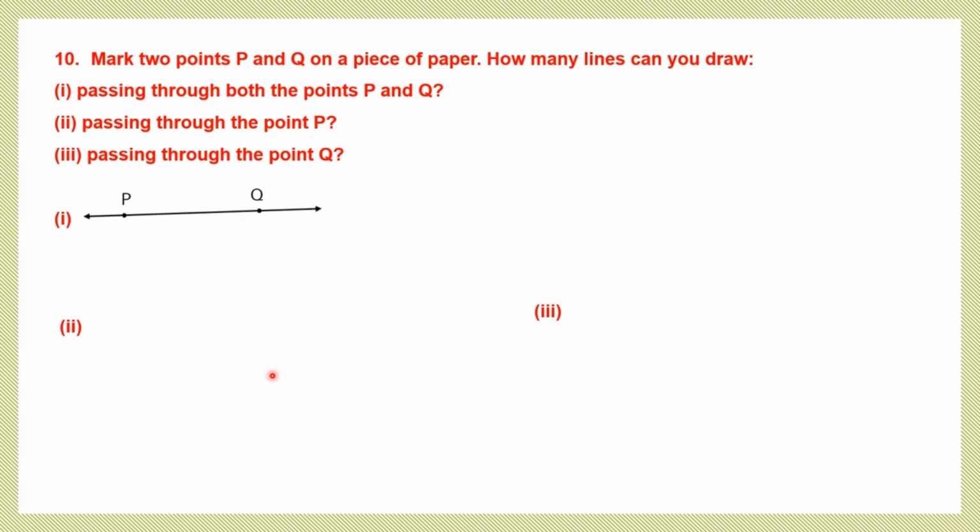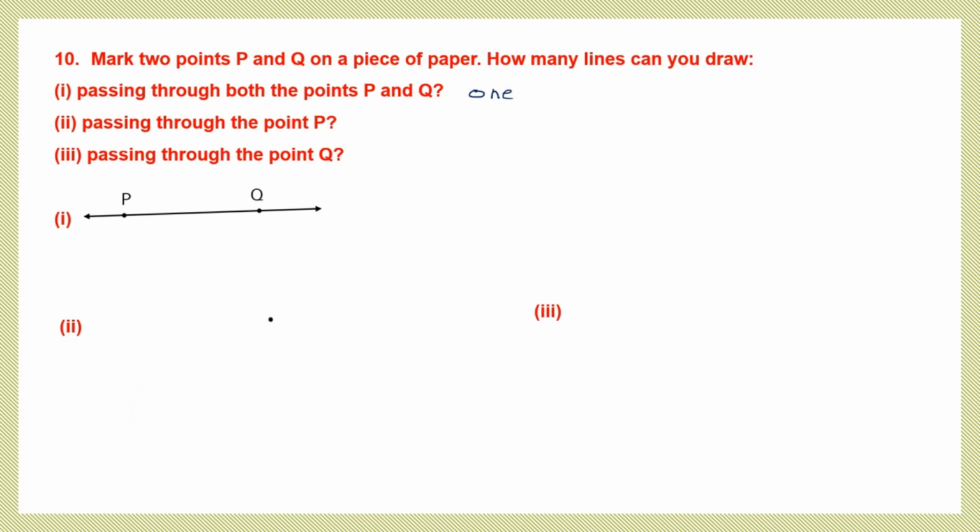You can draw only one line. So you need to write that only one line. Now how many lines can you draw passing through the point P? That's the second question. So draw the point P, and then how many lines can you draw?